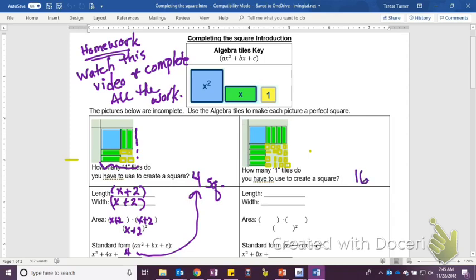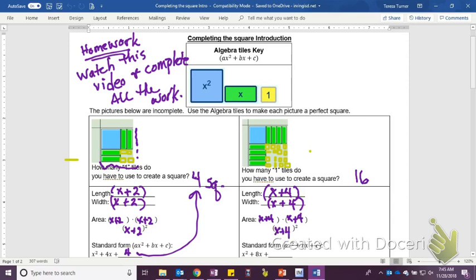So now our length is the length of x plus 4 more tiles. And the width is the length of x plus 4 more tiles. So we get x plus 4 times x plus 4 to calculate the area, which is x plus 4 squared.